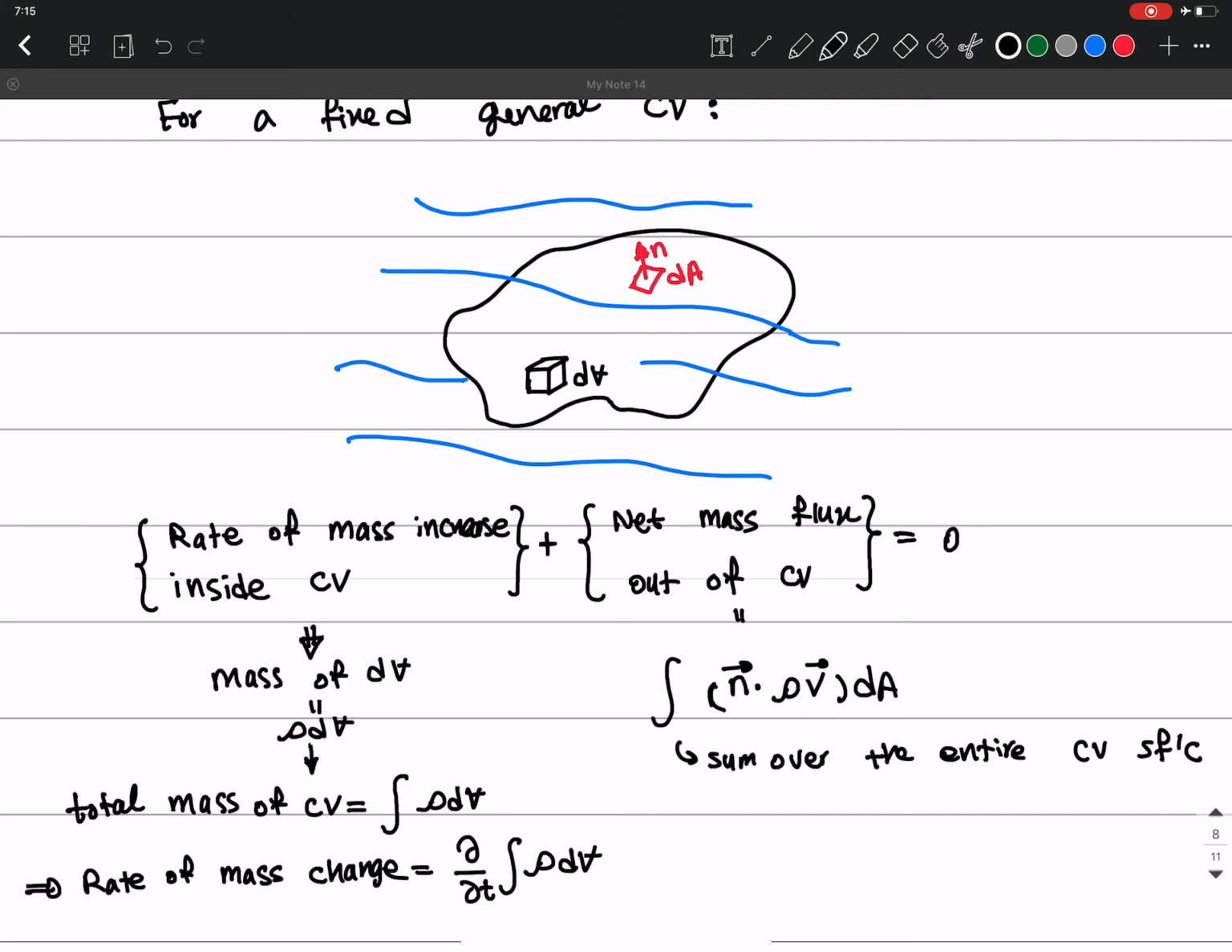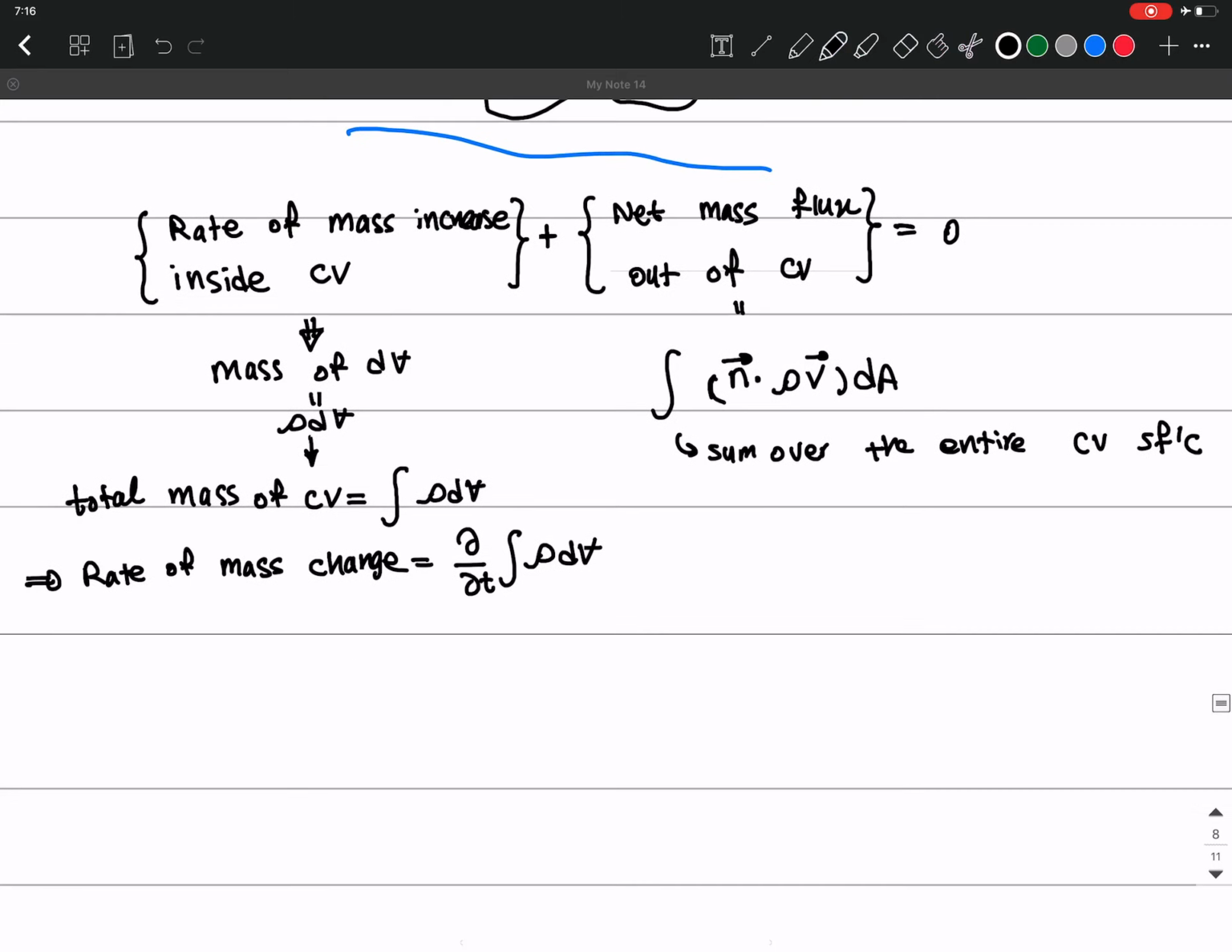So now let's rearrange the terms in order to write the continuity equation. So continuity equation in integral form.